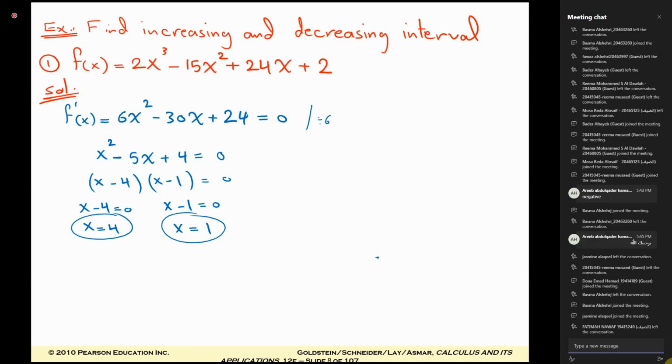Now, take the critical values on the real line. We have from negative infinity to infinity, we have two critical values, 1 and 4. And we need to find the sign of f prime. We haven't finished with f prime yet. We need to find its sign, why? To determine positive and negative, increase and decrease. How many regions here? How many regions?